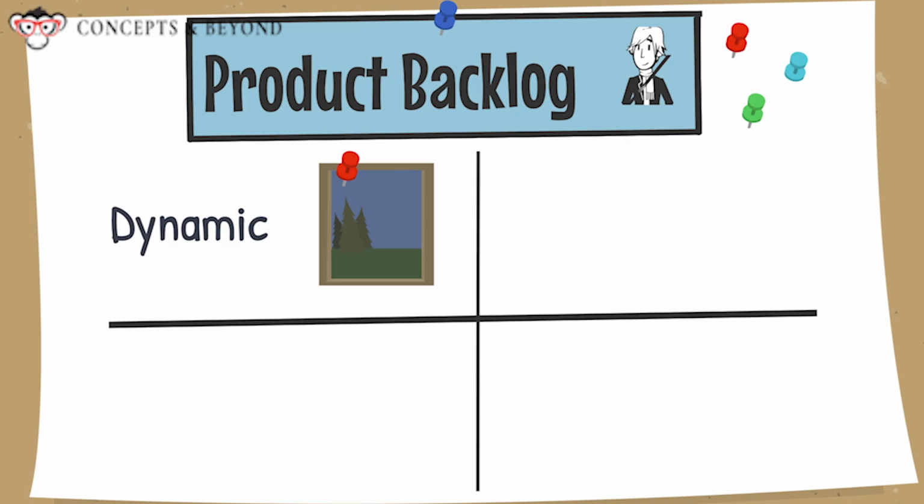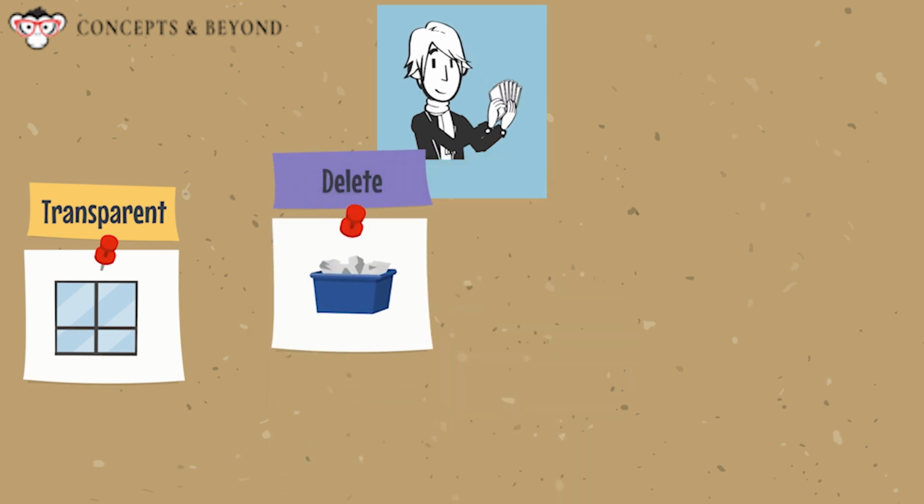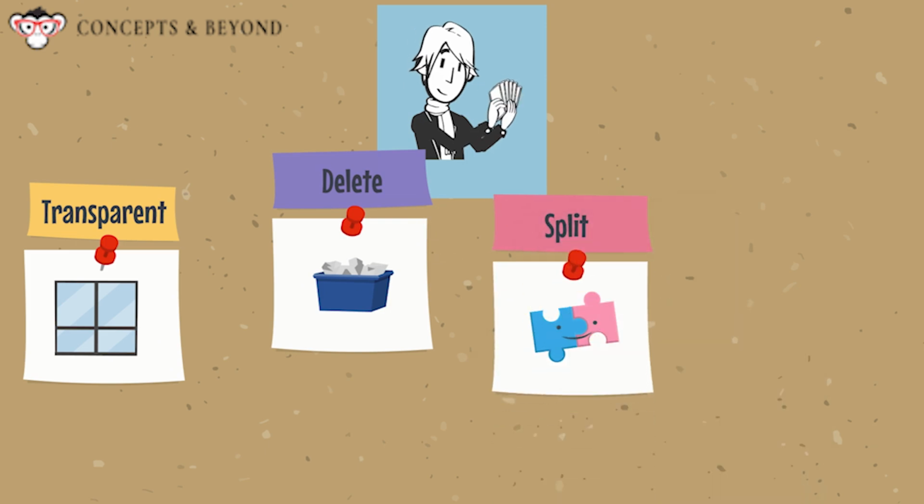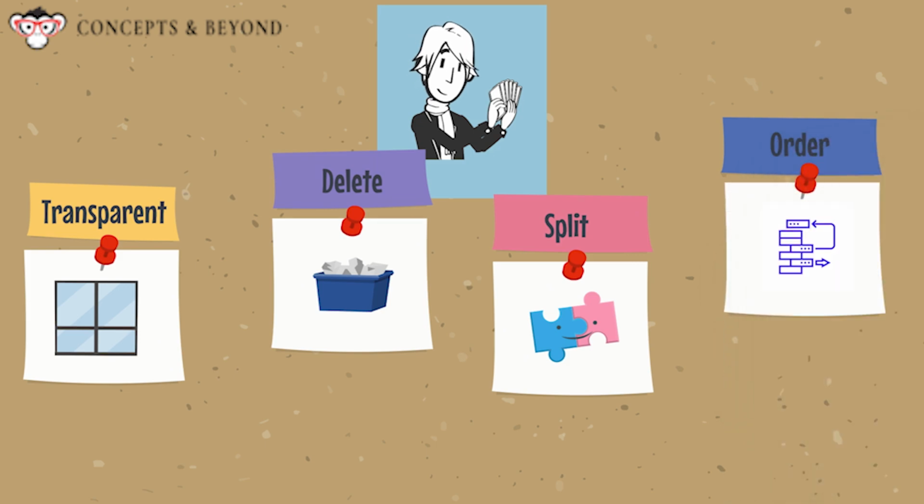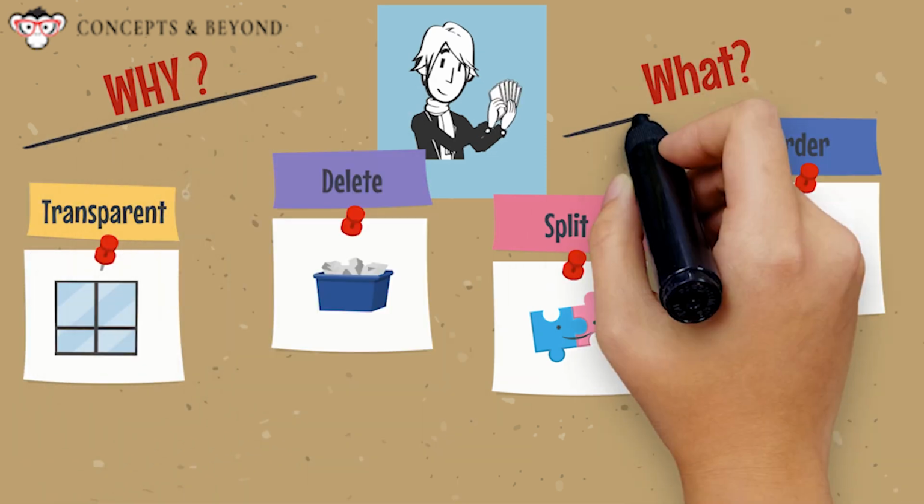The product backlog is transparent. So you, as a product owner or product manager, own the product backlog. You can delete items, you can split items to make them smaller, or you can change the order of the items. That's your prerogative, your right to do. And so the idea is that you completely own and are accountable for the product backlog. As a product owner, you're responsible for the why and the what.